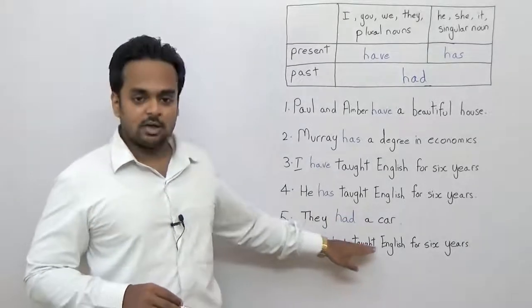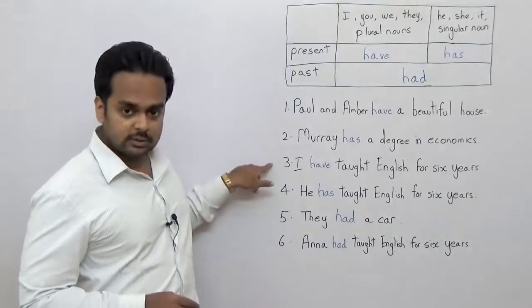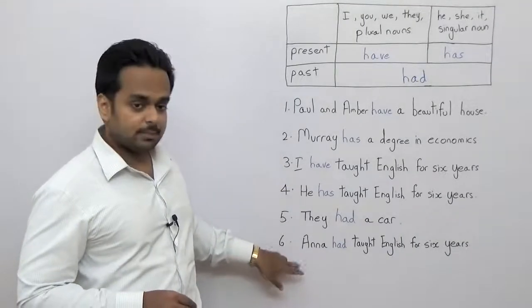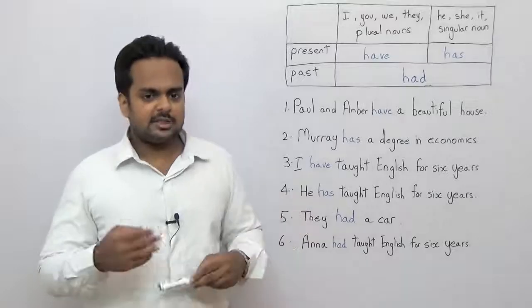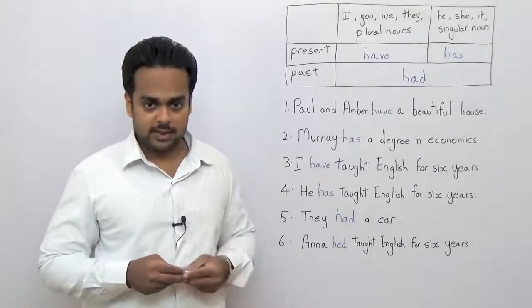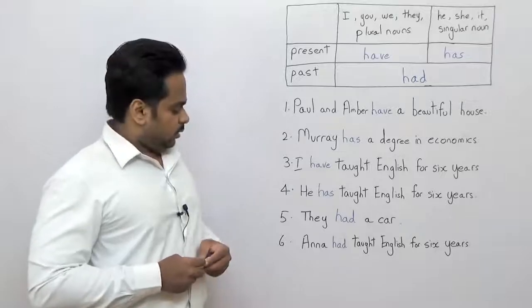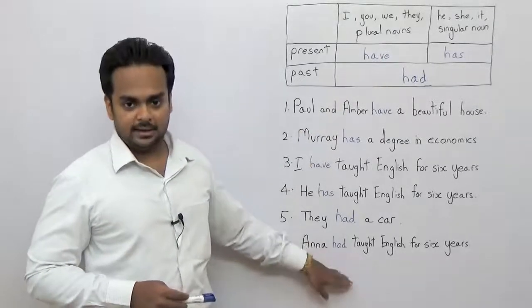Same thing over here. Anna had taught English for 6 years. This sentence is similar to these two sentences, except that this is in the past. So Anna had taught English for 6 years, but then something happened. Maybe she doesn't teach English anymore because of that. Okay? But again, whatever subject, you still use had.